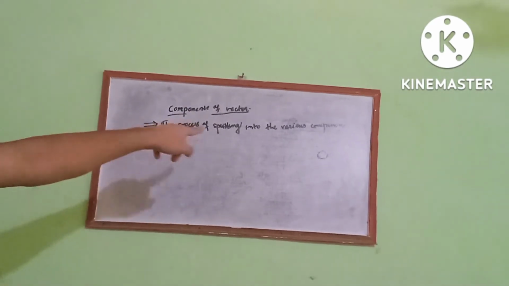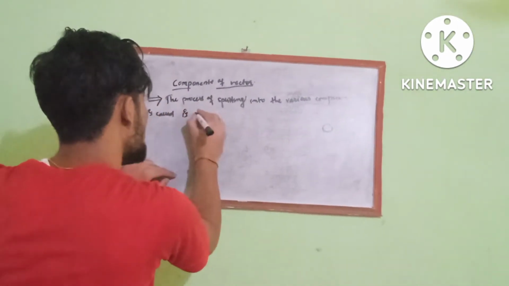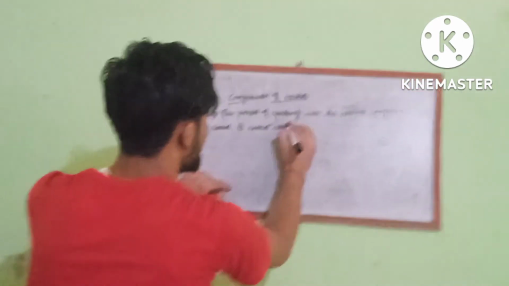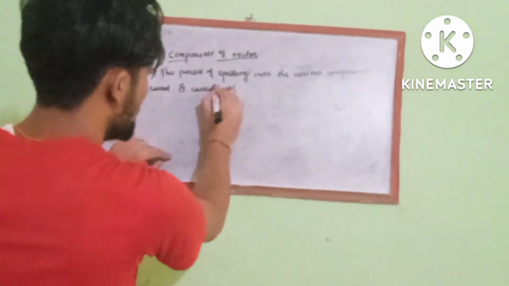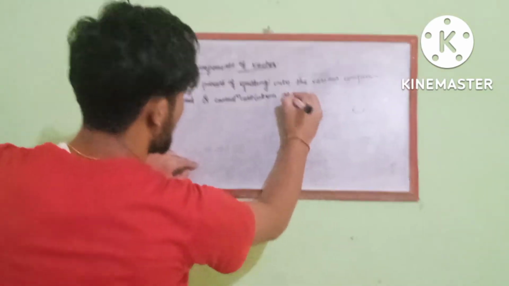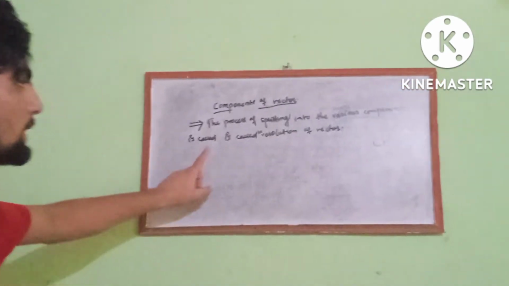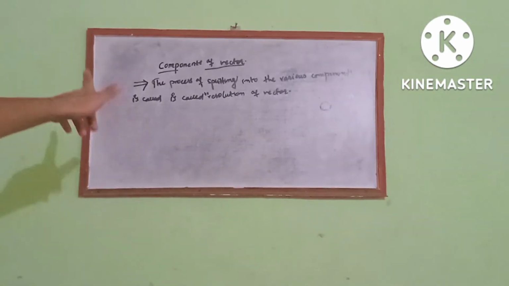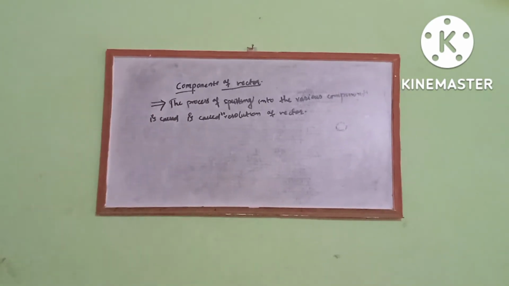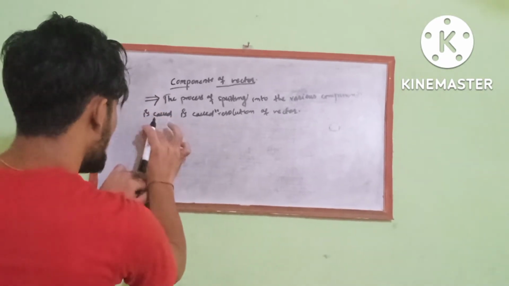The process of splitting into the various components is called resolution of vector. It's called what? Resolution of vector. This is the main topic, so I give the arrow there. Resolution of vector into rectangular components. There are two components of a vector. I want to go into the depth of this.